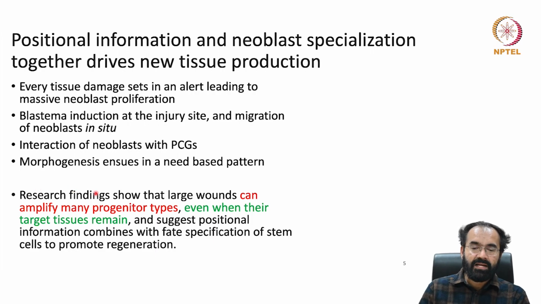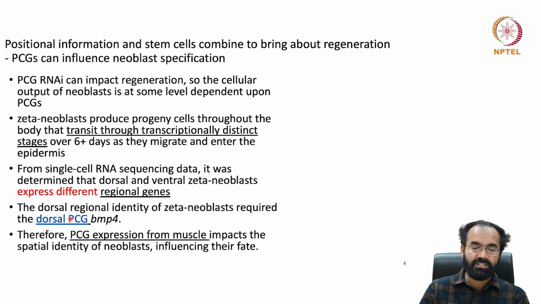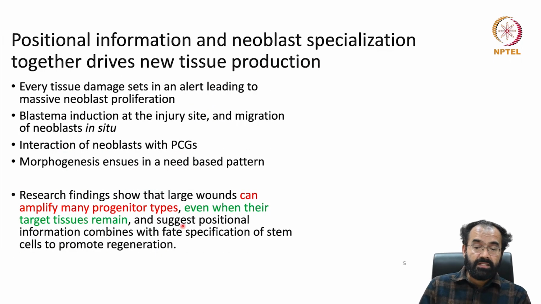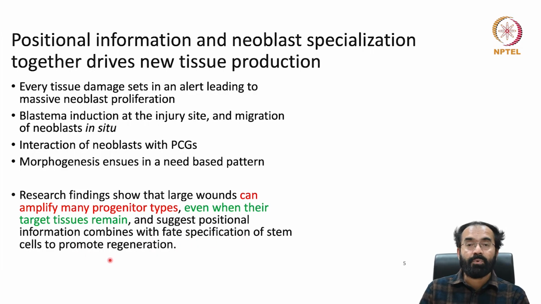Research findings show that large wounds can amplify many progenitor types, even when their target organ remains as it is. Like you saw in the previous picture, I can show once again. Here there is a damage, a big injury happened, but the target organ, the eye, is as it is. Nothing has happened to the eye. So even when their target tissues remain, this suggests positional information combines with fate specification of stem cells to promote regeneration.